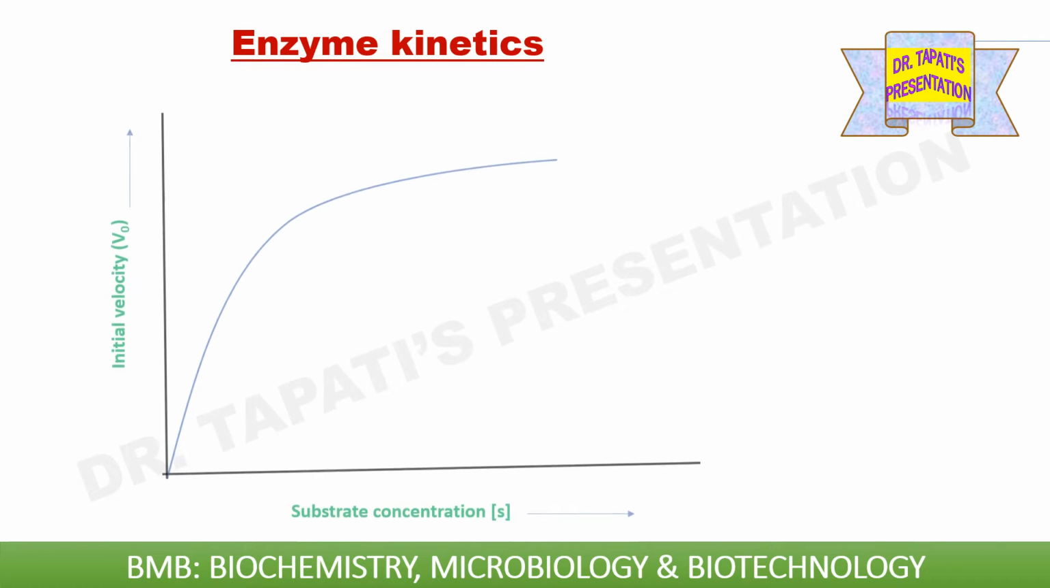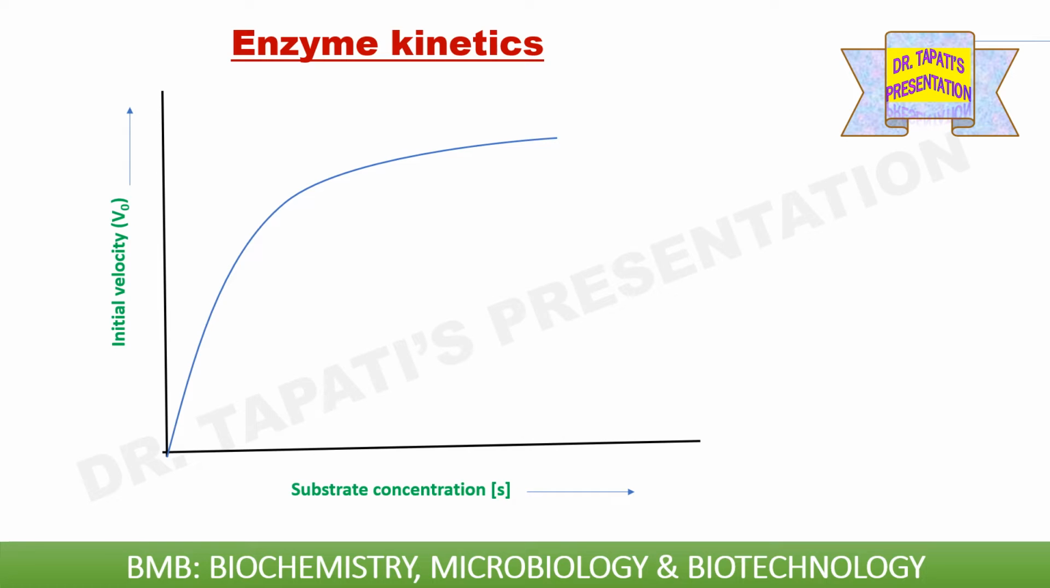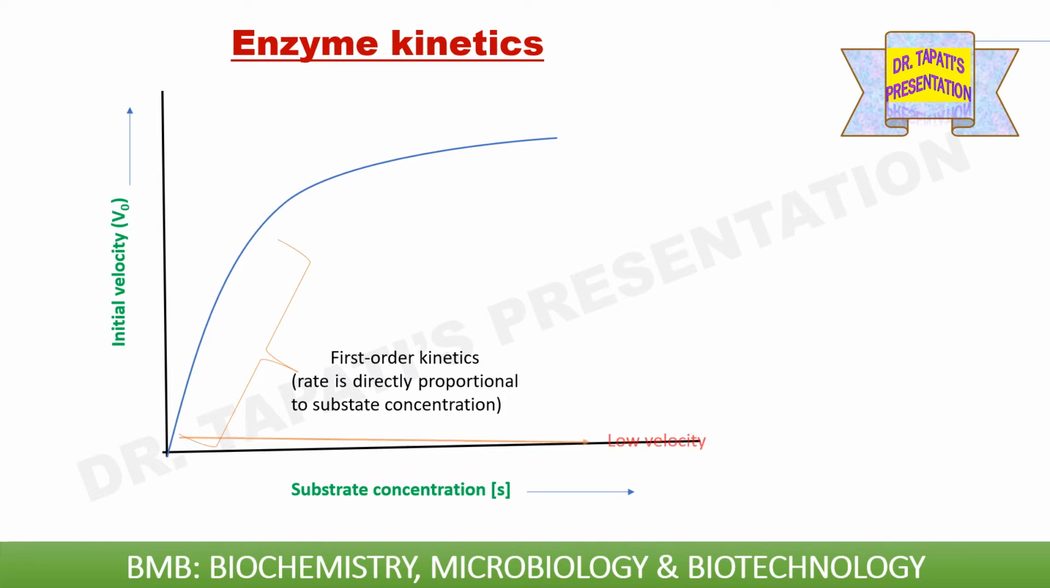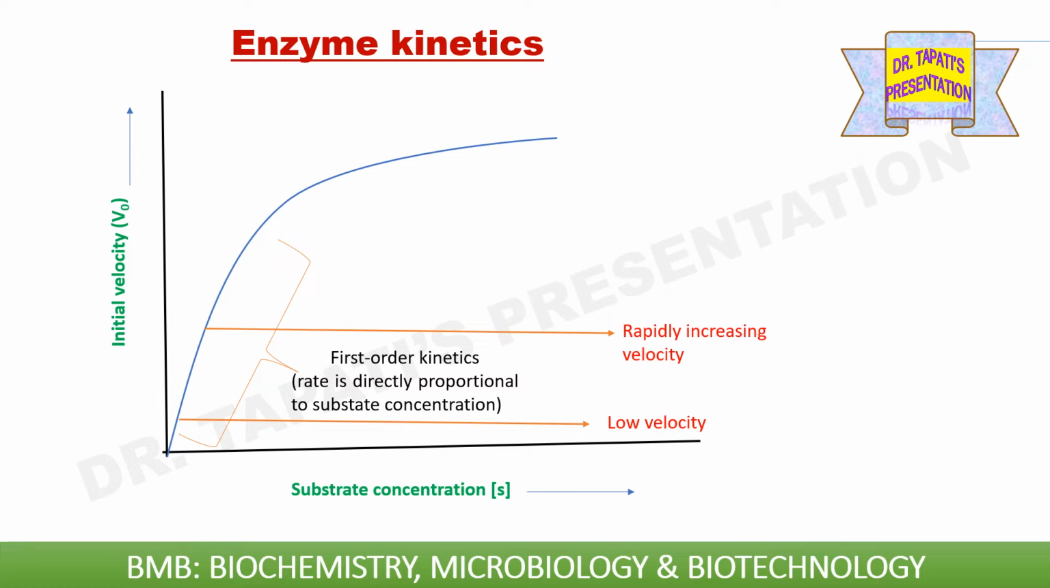Again, I am showing you the initial velocity versus substrate concentration curve, that is a rectangular hyperbola. You can see at low substrate concentration, it is first order kinetics because rate is directly proportional to substrate concentration. If we increase substrate concentration, there will be an increase in initial velocity. At very low substrate concentration, velocity is very low, and then there will be a rapid increase in velocity.